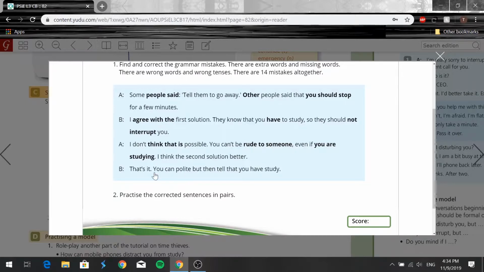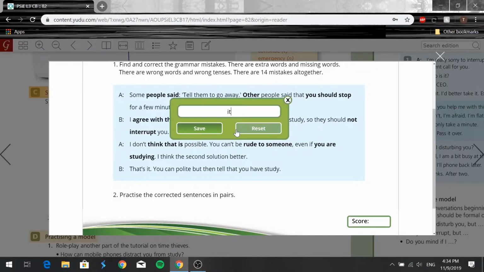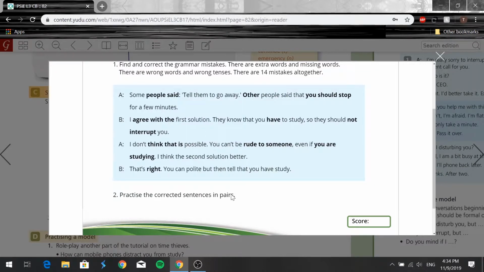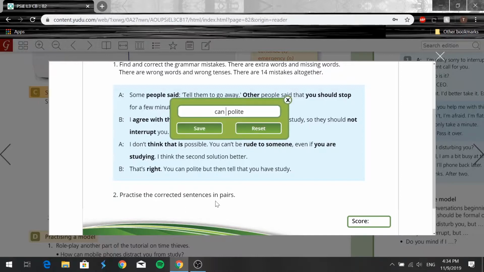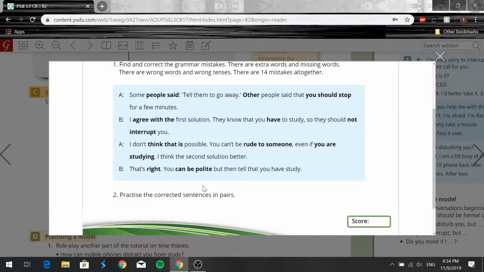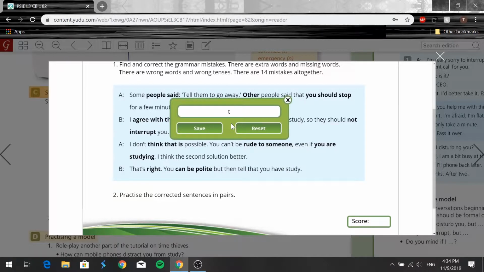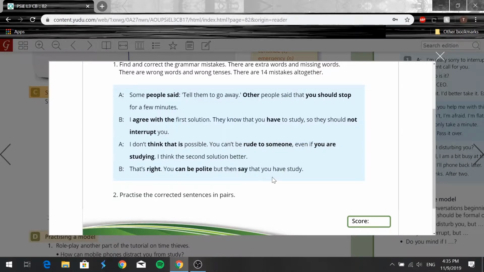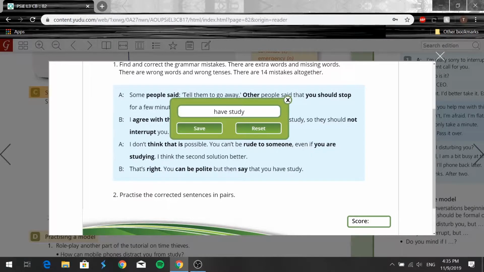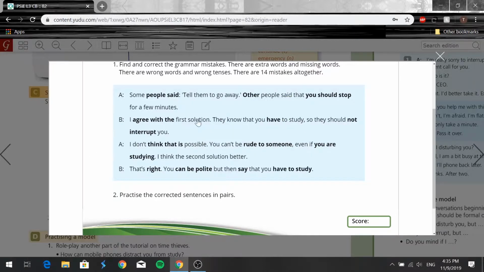Okay. We're not going to say "it." We're going to say "that's right," as in correct. That's right. You can be polite. We'll say "be." You can be polite, but then not tell. We'll use "say" here. Say that you have to study. Now let's read it and see if we got them all correct.